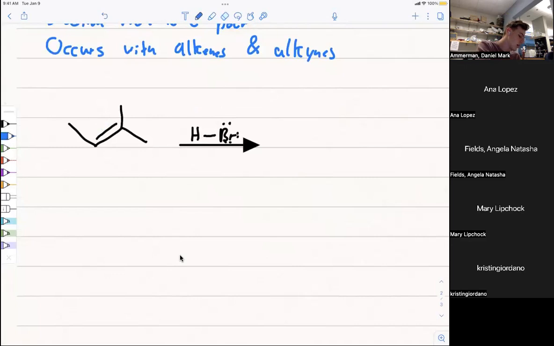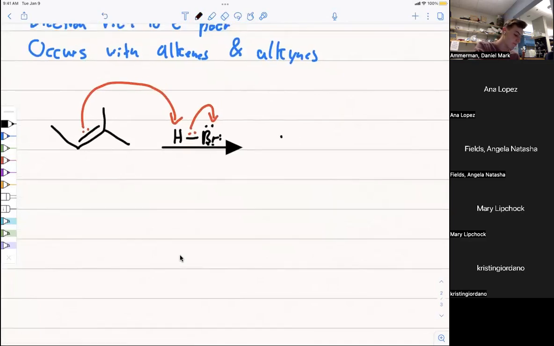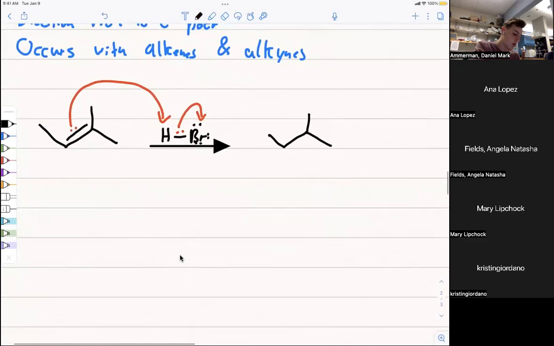So that means that the electrons in this bond are going to go over to the H, and the electrons in this bond are going to go into the Br, which will give us a fully negative bromine. Now we have to decide which atom the hydrogen adds on to, not where we're going to put the carbocation, but where did the hydrogen go?